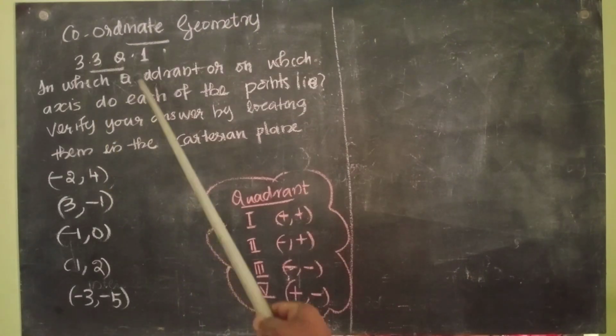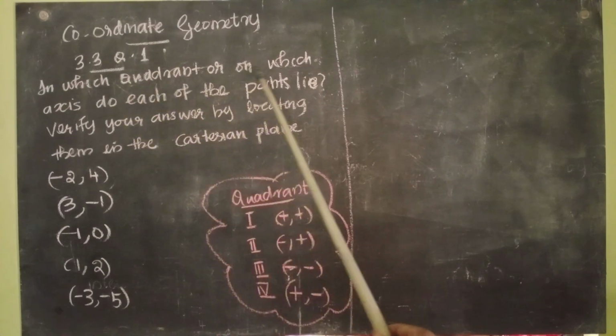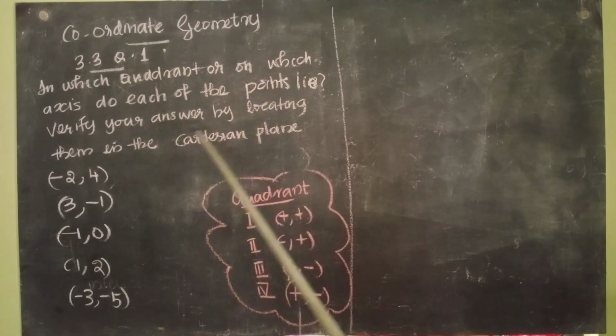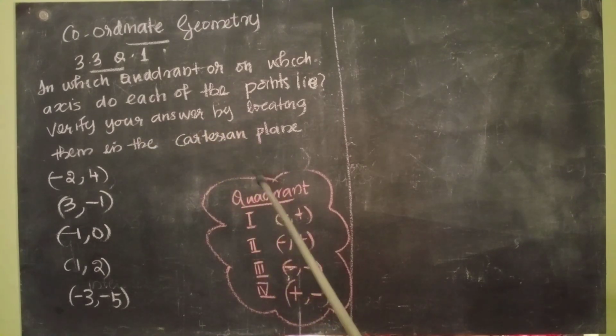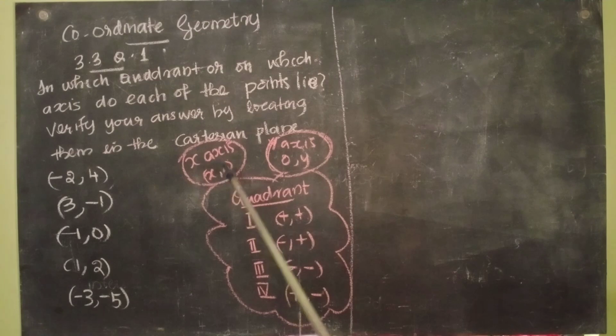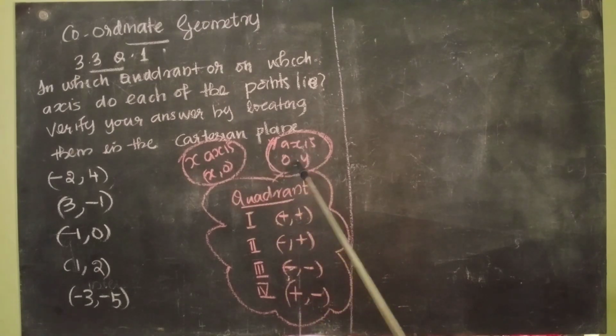Next, exercise 3.3, question number 1. In which quadrant or on which axis do each of the points lie? Verify your answer by locating them in the Cartesian plane. We studied in quadrant 1 points in the form plus plus, quadrant 2 points in the form minus plus, quadrant 3 minus minus, quadrant 4 plus minus. X-axis point of the form x, 0, y-axis point of the form 0, y.